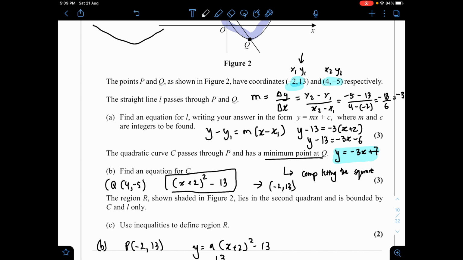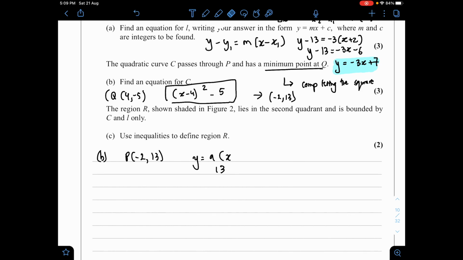So that should be minus 4, and minus 5, sorry, my bad. So it looks like y equals a times x minus 4 squared minus 5. Then we substitute our P from the equation over here to confirm. So that will be 13 equals a times -2 minus 4 squared minus 5.